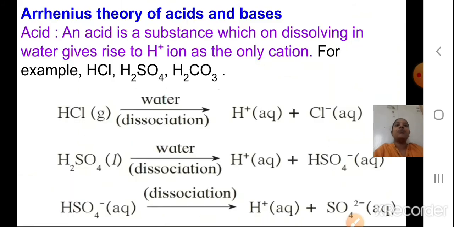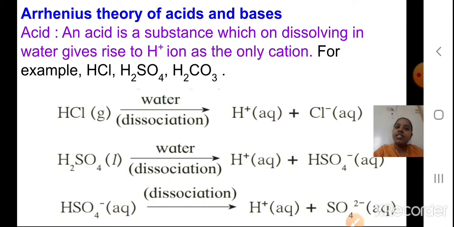Okay, now the next we are going to see, that is the Arrhenius theory of acids and bases. Now who is this Arrhenius? Arrhenius was a Swedish scientist. In 1887 he gave this theory. He gave the definitions for acids and bases.